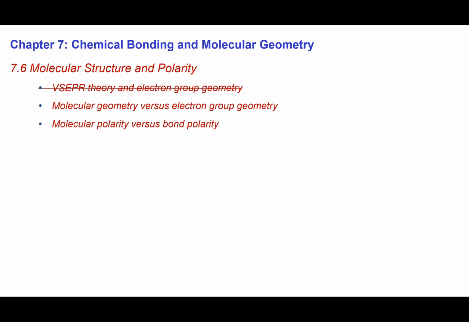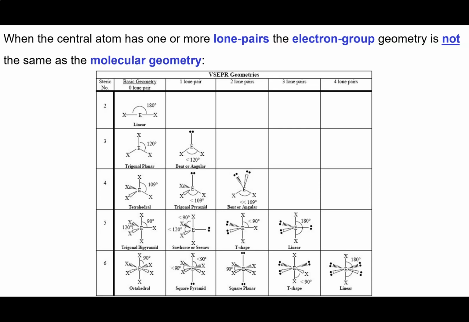In this video, we're going to talk about something that I mentioned previously, which is how the molecular geometry of a molecule is related to, but slightly different than the electron group geometry. When our central atom has one or more lone pairs, the electron group geometry is not going to be the same as the molecular geometry. But the opposite also applies: when our molecule doesn't have any lone pairs, the electron group geometry is the same as the molecular geometry.